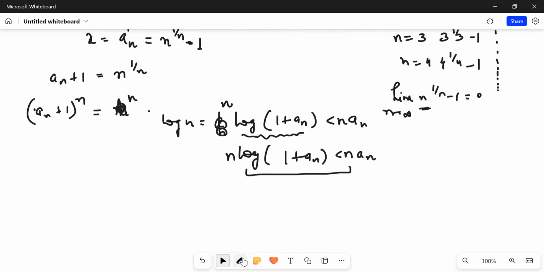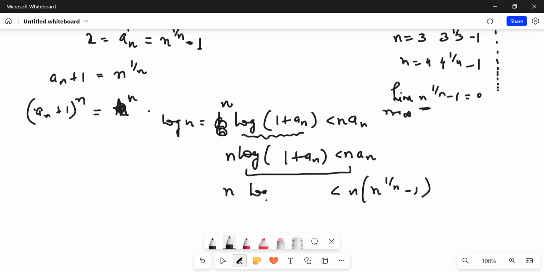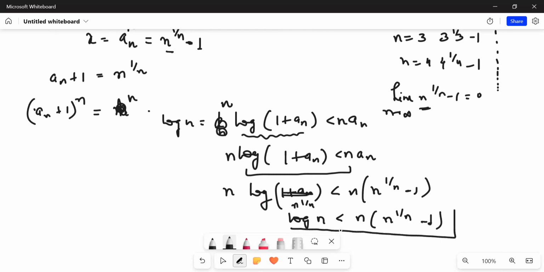Okay, since this is quite clear, now what was an? Don't forget that an was n to the power 1 by n, so I'll write n into n to the power 1 by n minus 1. So your n log of 1 plus an would be so. And what is your an, by the way? Oh, sorry, I have not written this here. So if I use this, I will get n to the power 1 by n. So this would be log n is less than n into n to the power 1 by n minus 1. I hope it is clear.